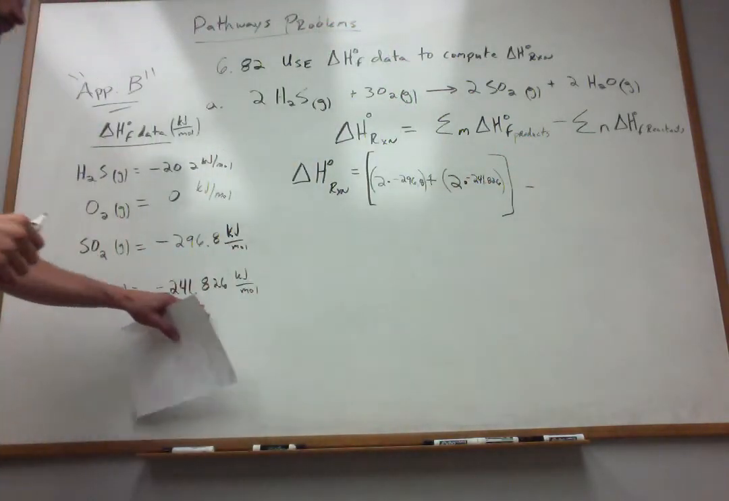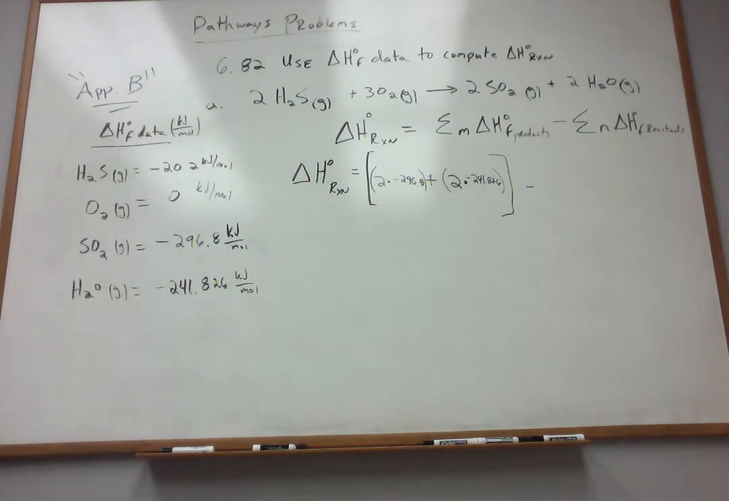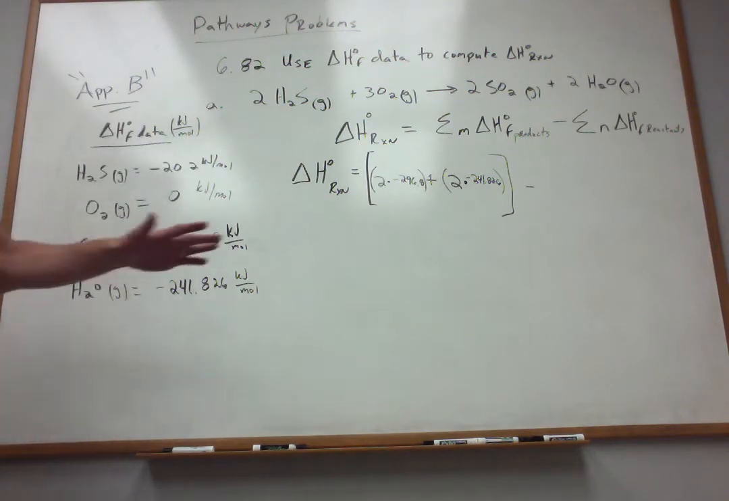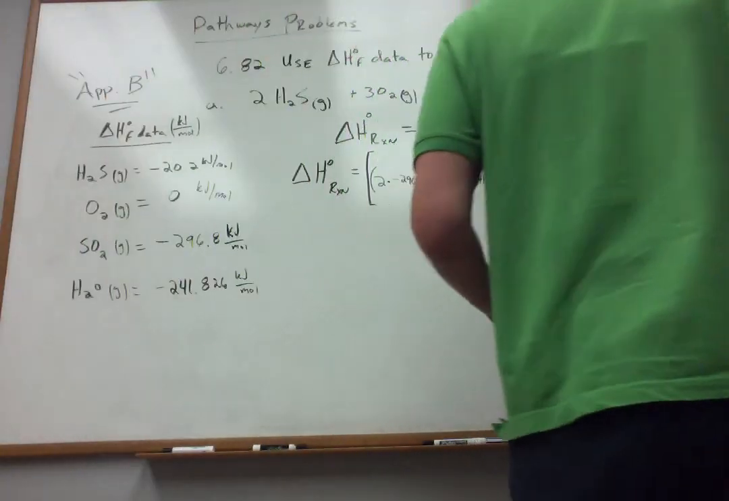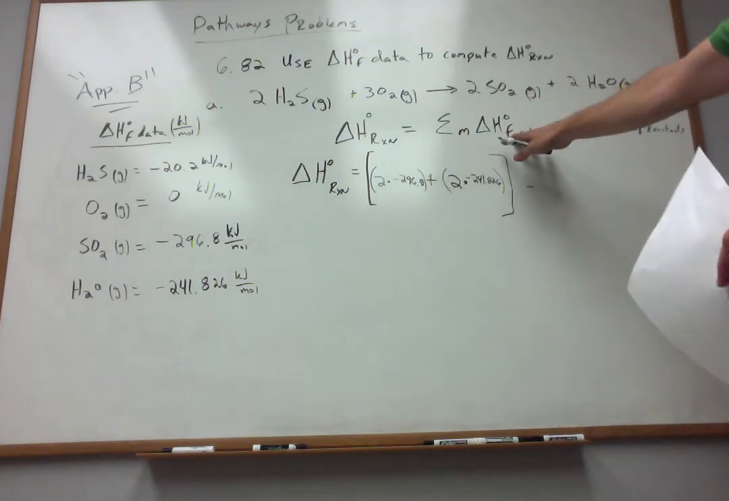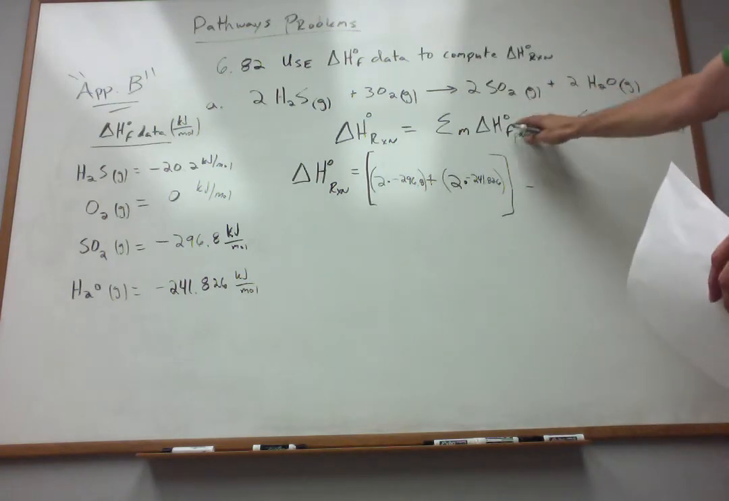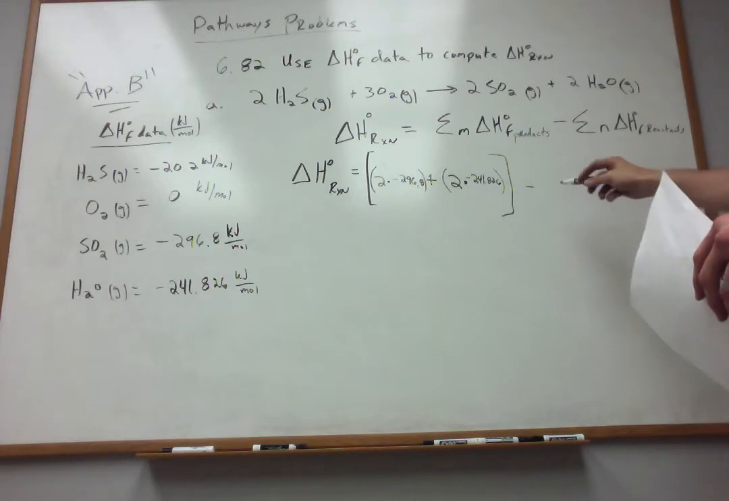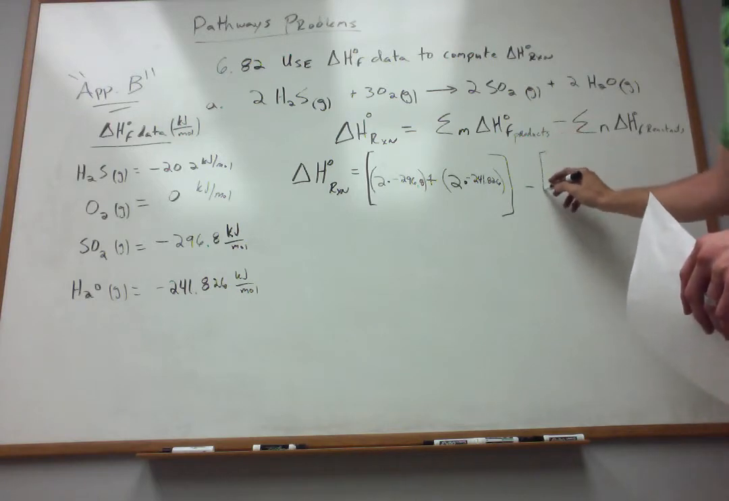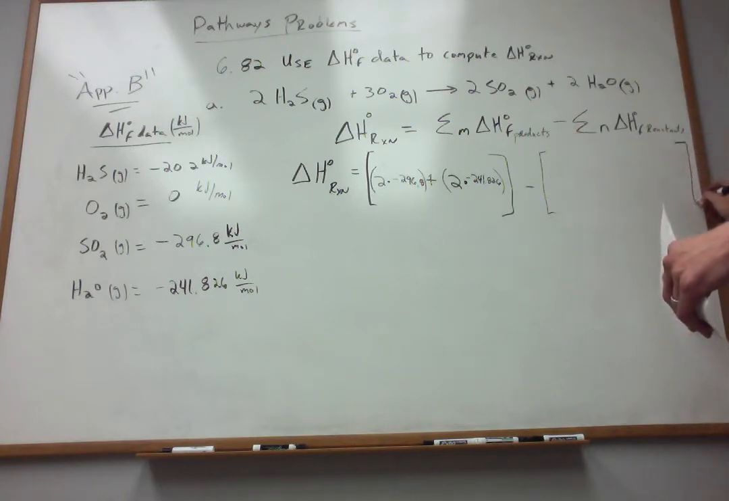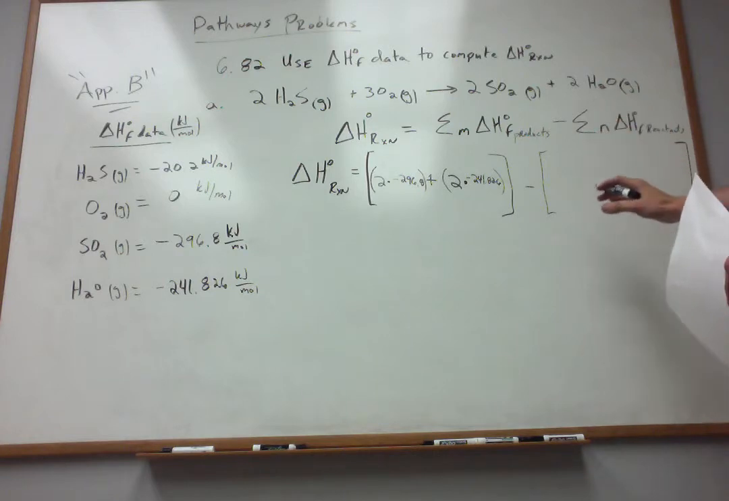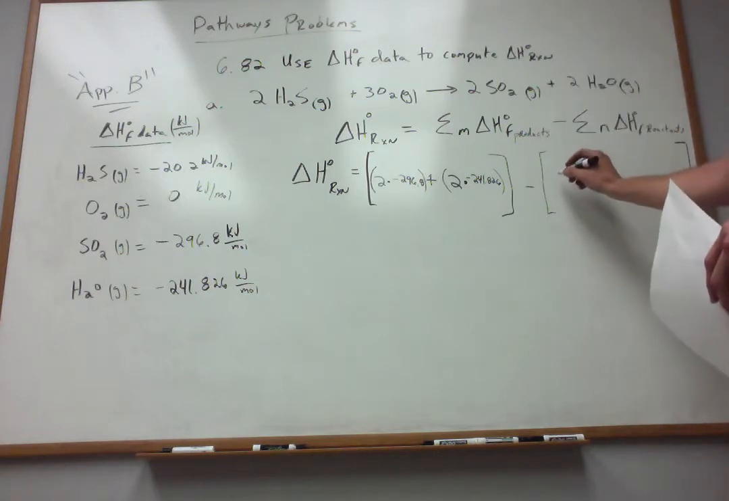And that's also in kilojoules per mole. Here, all these units are kilojoules per mole. So now that I've completed this process of summing my terms for the products of the reaction, the stuff that's on the right, I'm going to finish the equation by summing a similar term for reactants. Okay? Now, what are my reactants here, and how many do I have?